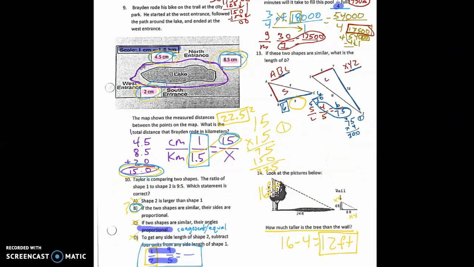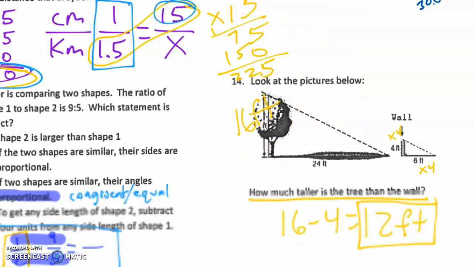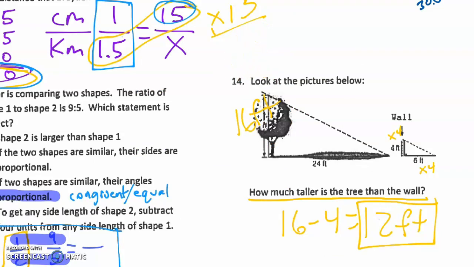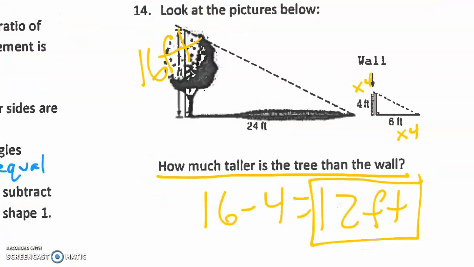All right, last one. Last one. I'm going to erase a little bit of stuff here so you can see. This is important. It's a reading question. Okay. Look at the picture below. You've got a tree with a shadow and a wall with a shadow. So we're having to find out how tall that tree is first. Well, if you just look at the shadow, it went from 6 to 24.